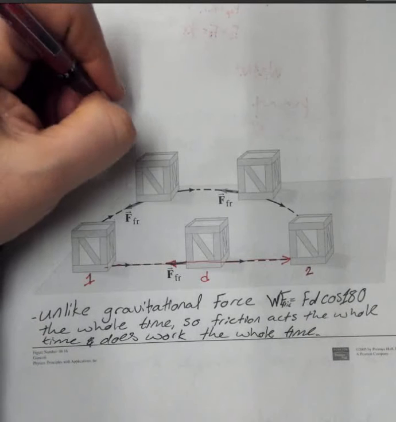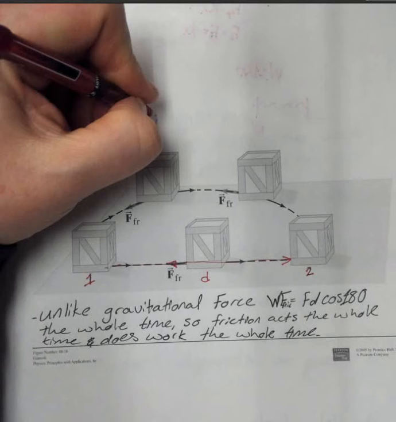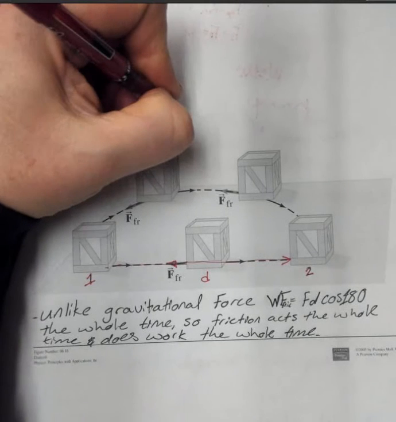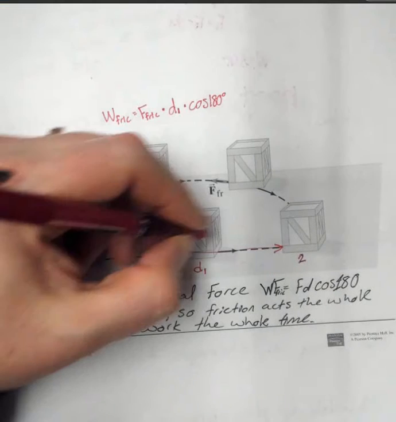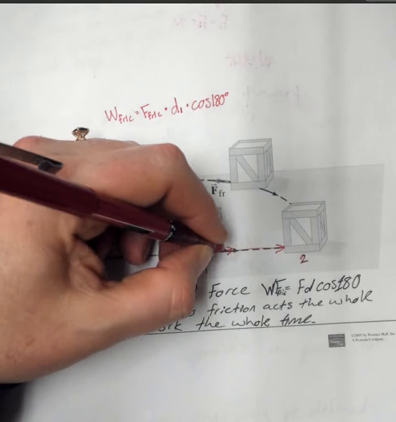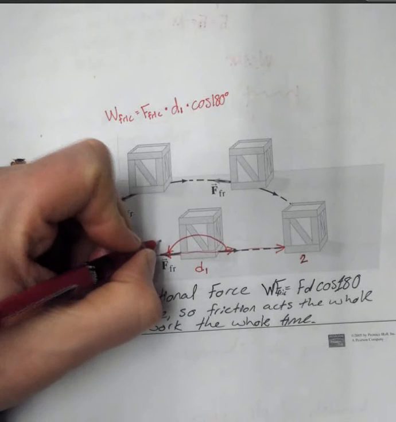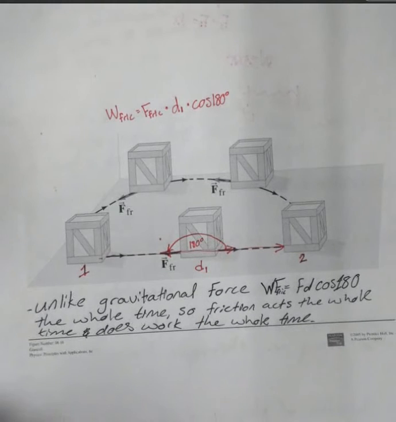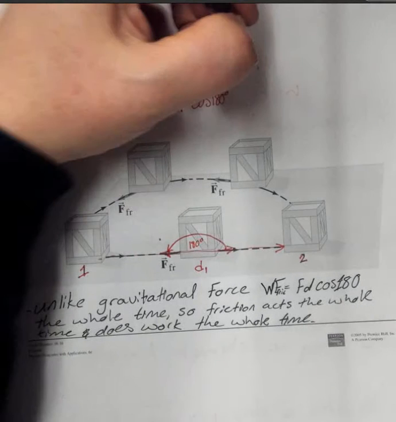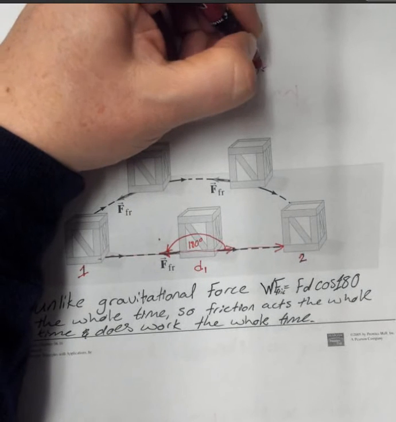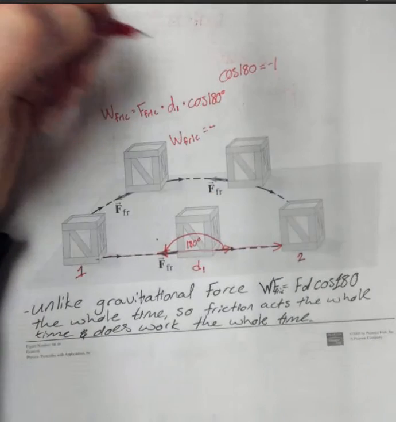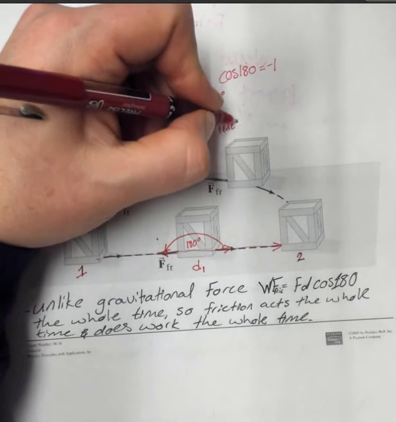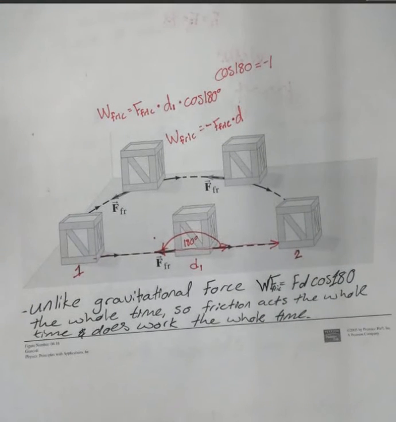So here, the work done by friction is going to be equal to the force of friction times the displacement, which we'll call d of path 1, times the cosine of 180 degrees, because if this is the direction of displacement, all the way over there is the direction of force, that is 180 degrees. So the cosine of 180 will always equal -1. So the work done by friction is always a negative amount, and it's negative friction times the displacement. And the displacement depends on the path that you take.